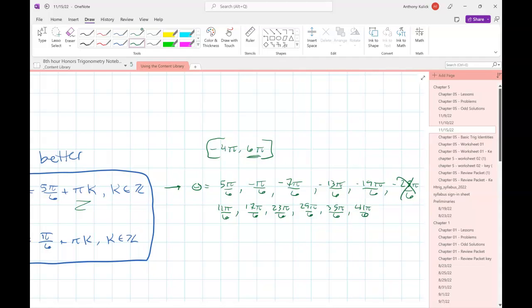Oh, that's still okay. No, that's too big, right? 40 divided by... yeah, that's bigger than 6, right? Too big! Okay, so there's all my answers for the first solution. And I do the same thing down here for this one, right? Is everybody okay with what I did there?